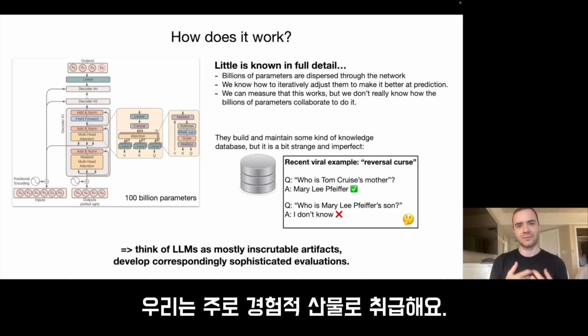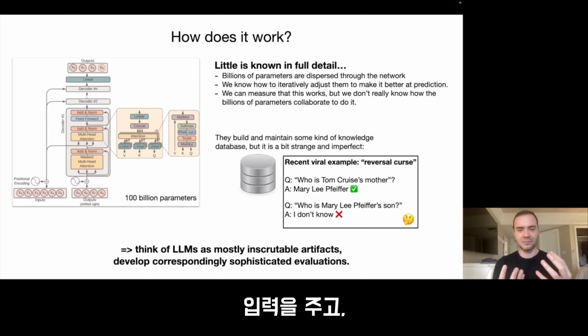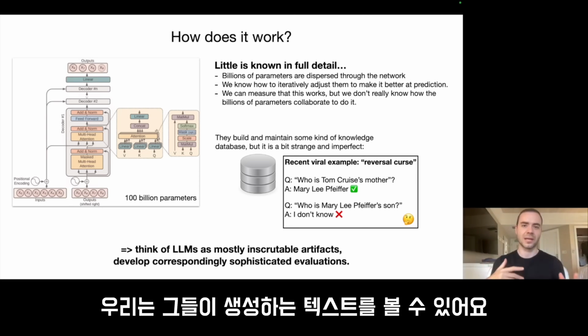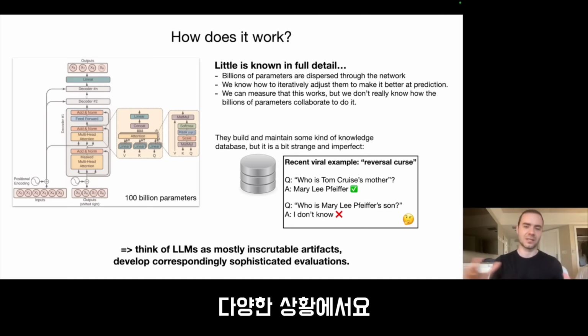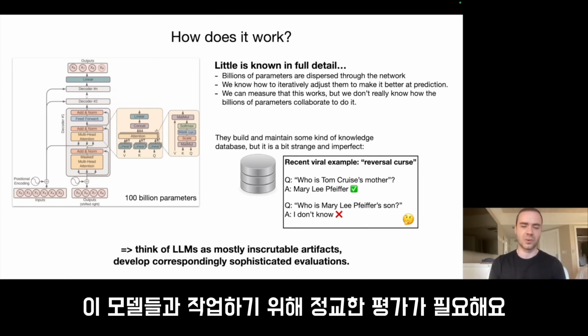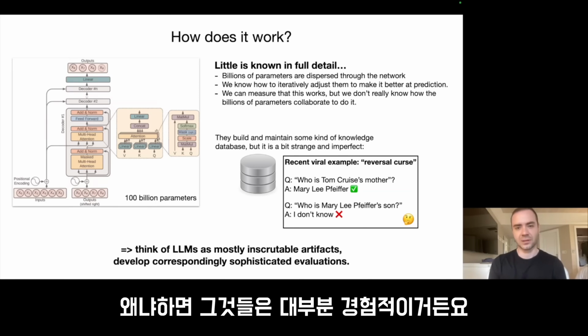But right now we kind of treat them mostly as empirical artifacts. We can give them some inputs and we can measure the outputs. We can basically measure their behavior. We can look at the text that they generate in many different situations. And so I think this requires correspondingly sophisticated evaluations to work with these models because they're mostly empirical.